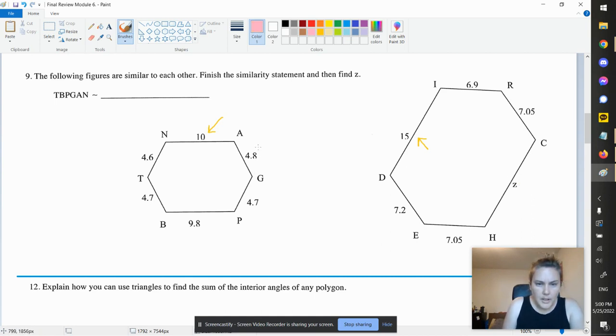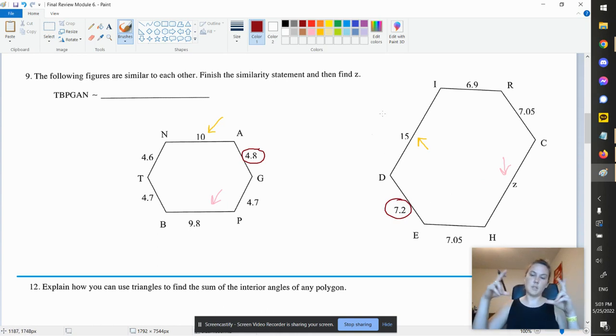4.8 is the next biggest side that's not that one. So if this one's 10, the other one is definitely going to be z, but we want to check to make sure because we don't actually know which one of these is biggest. But we do know that 4.8 is the third biggest. So if we look over here on the sides, it looks like 7.2 is the third biggest side because it's the biggest of these small sides. So we know for sure that these are the same.